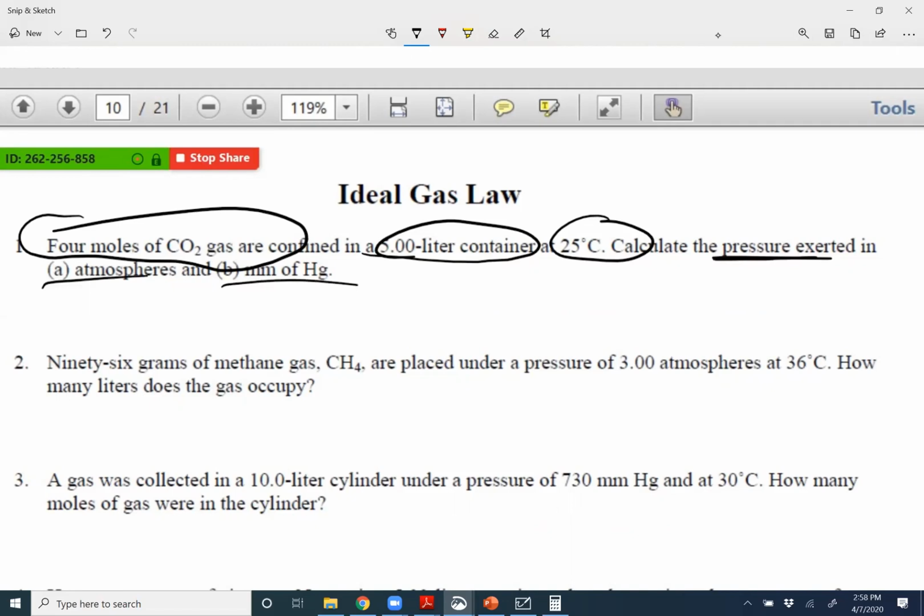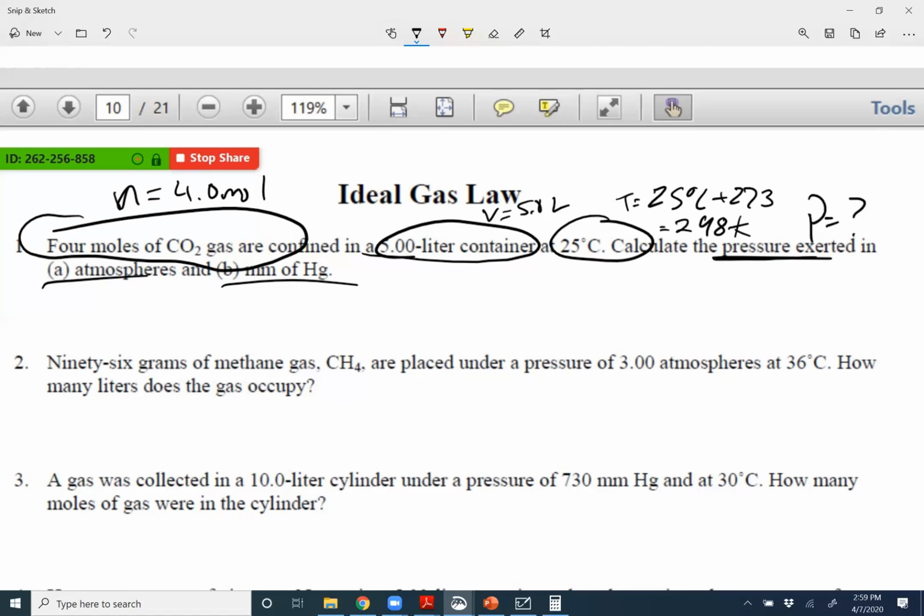So there's 2 ways to solve this. First off, let's take a look at our list. We have n equals 4 moles. We have V equals 5 liters. And we have T equals 25 degrees C. I'm going to add 273 to that to give us 298 Kelvin. Notice that's it. We just have n, we just have V, we just have T, and they want P.